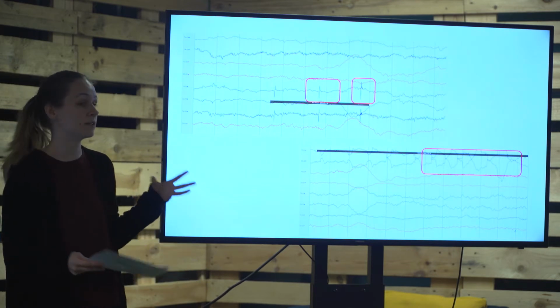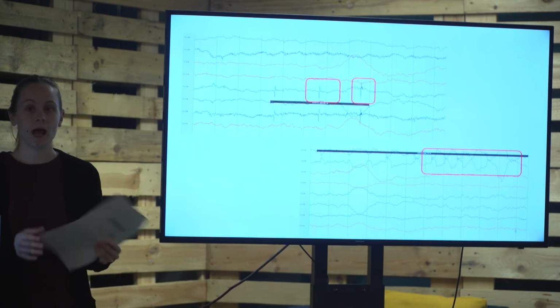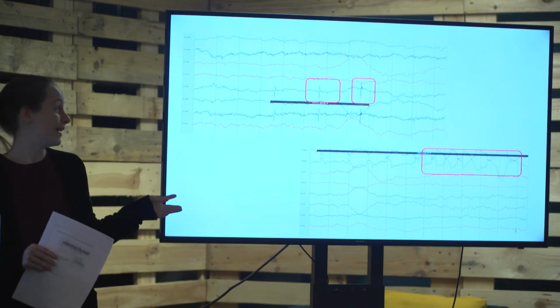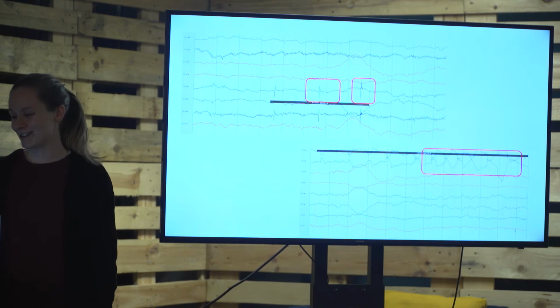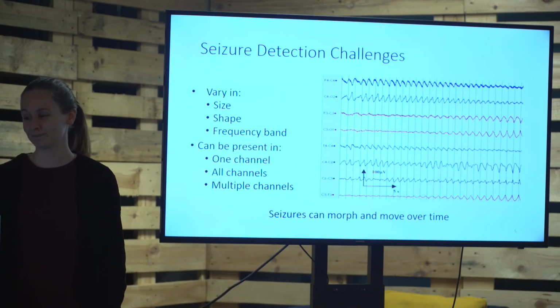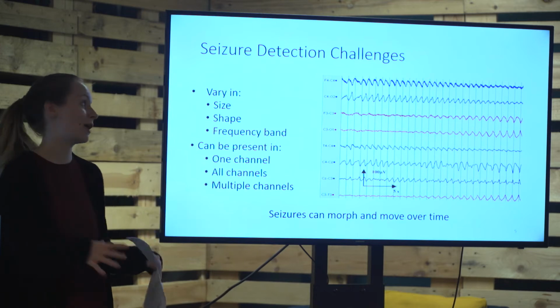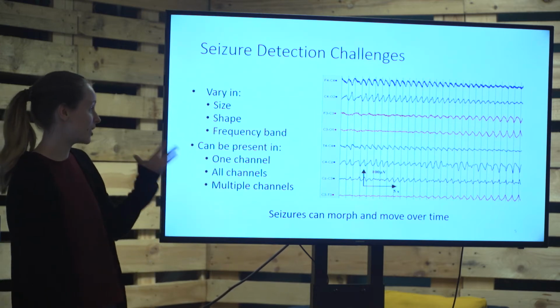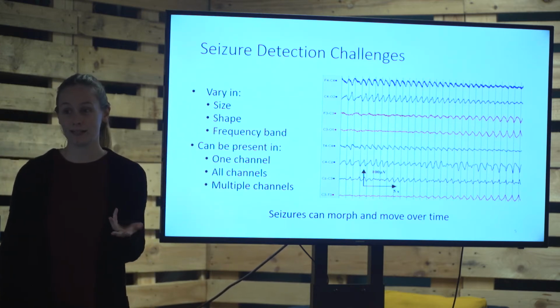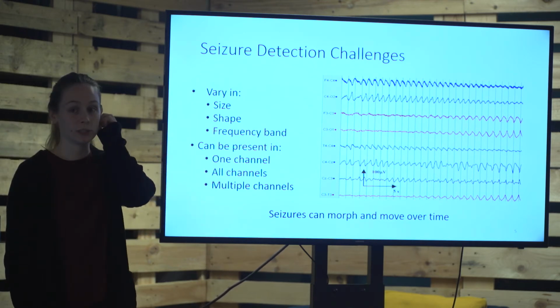So there are loads of different reasons why we might suspect something is a seizure in the EEG and why it might not actually be. So it's not as simple a task as I make out. We're really looking for something very non-specific. The challenge of seizure detection is that seizures can vary in size, large amplitude or small amplitude. They can vary in shape, and they can of course vary in the frequency that dominates. And they can be in one channel, all channels, or multiple channels.